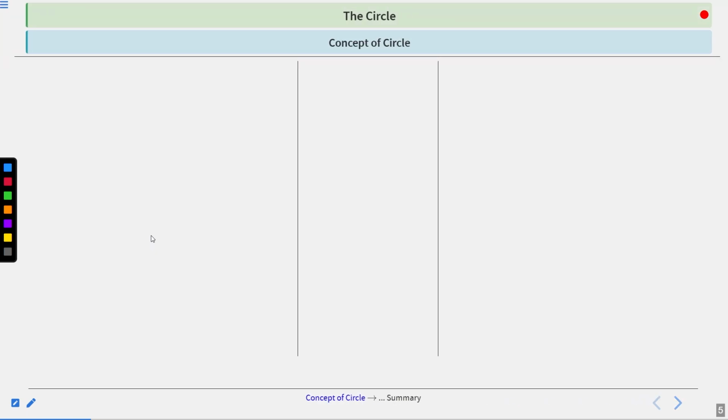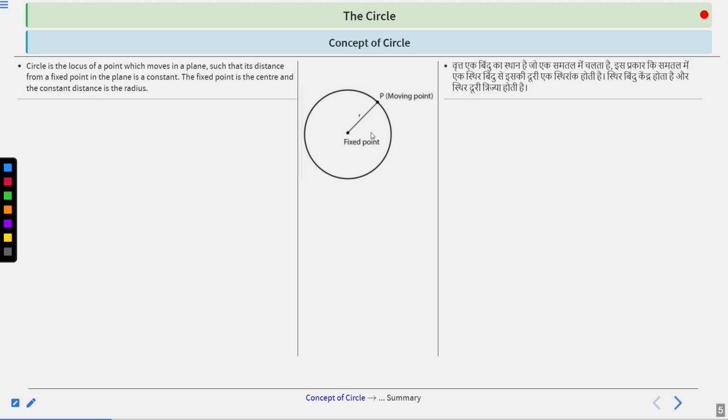First, we will see the concept of circle. Suppose we are given a circle which has a fixed point which is called the center and a fixed distance from its circumference from a moving point P, which is the radius. So circle is the locus of a point which moves in a plane such that its distance from a fixed point in the plane is a constant. The fixed point is the center and the fixed distance is the radius.